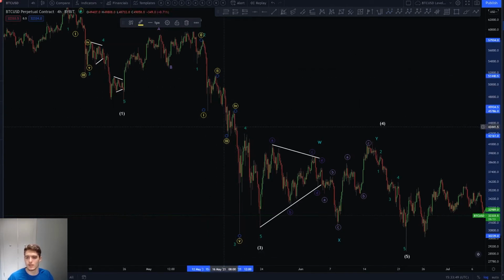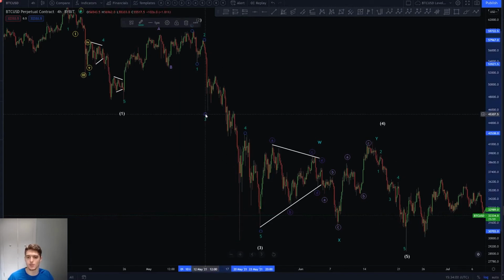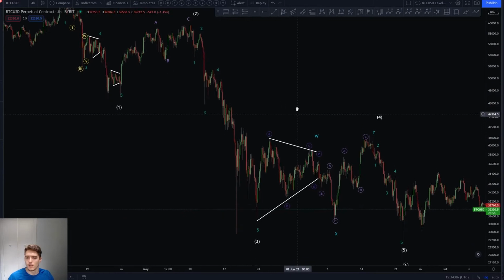So that's why I'm not doing that, but I'm sure maybe there's a proper way to do it where the third wave isn't the shortest out of this entire impulse. But I think the best way, at least visually right now, is to put the third wave right here and the fourth wave up here. But yeah, that's how I have it.